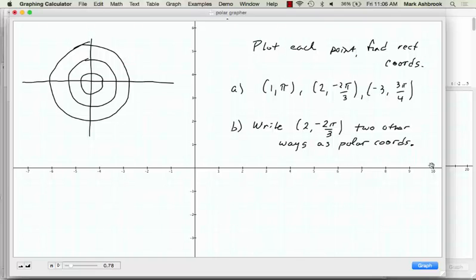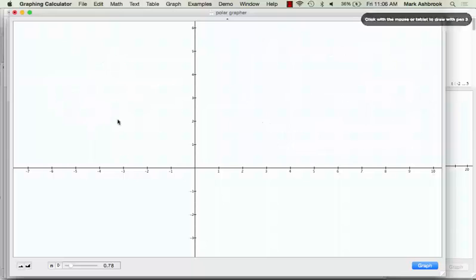Number 2. Okay, so first we have to determine the direction of the angle negative 2 pi over 3. What quadrant is that in? Third quadrant, right? So positive is going this way, so negative is going this way, and then 2 pi over 3 would be?